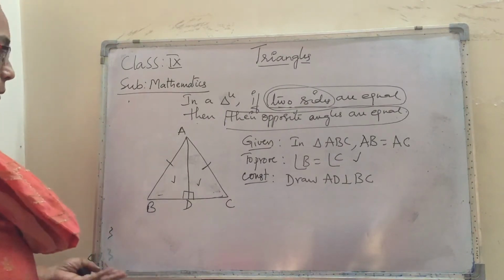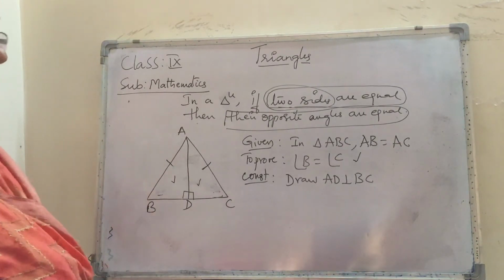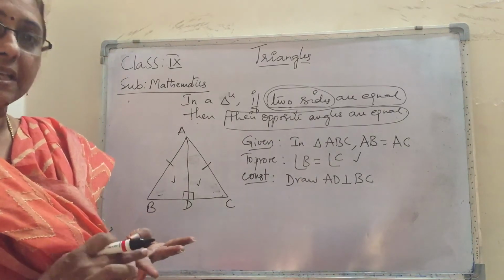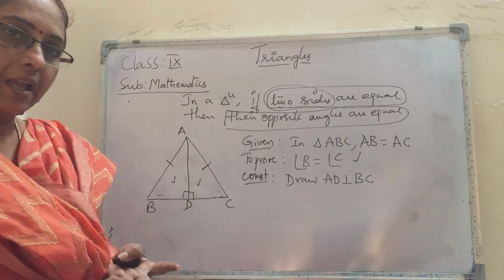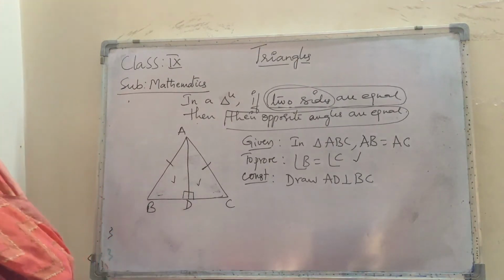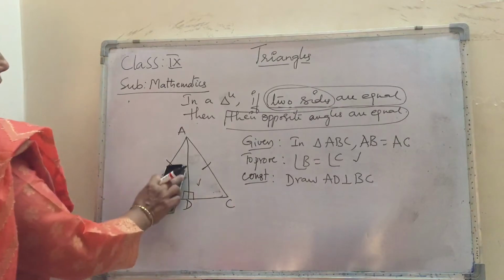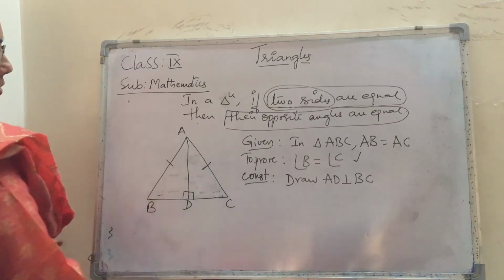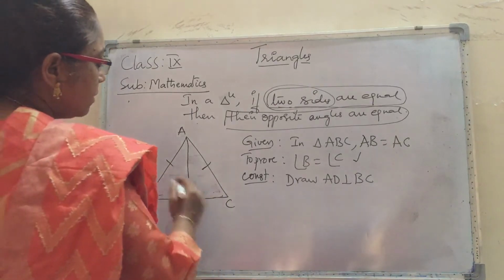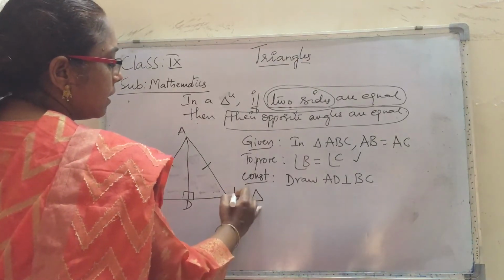So, for proving congruence of two triangles, how many congruency rules do we have? SSS, SAS and ASA and also the RHS congruency rule. So, under any one of the congruency rules, we have to prove these two triangles are congruent. Now, take these two triangles. Now, this is the proof.